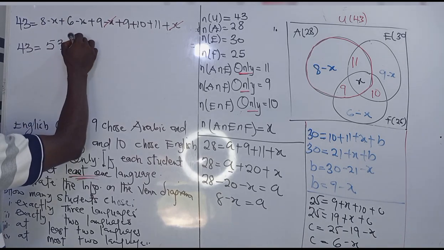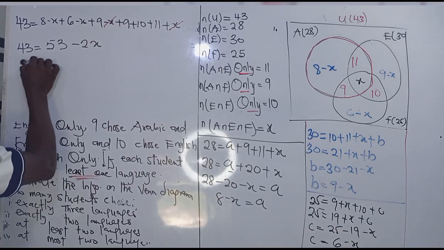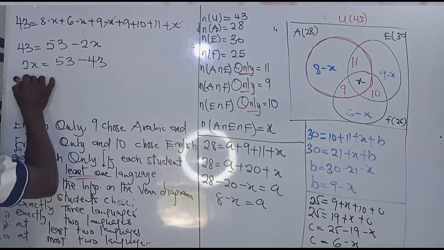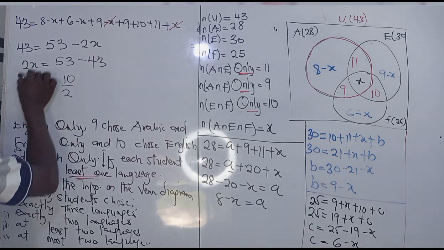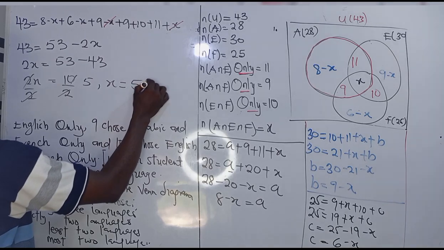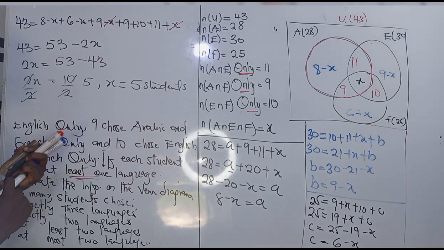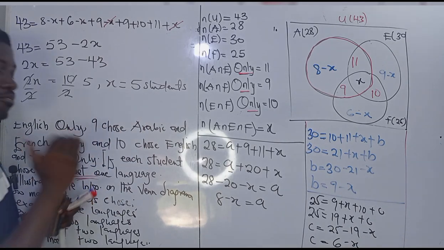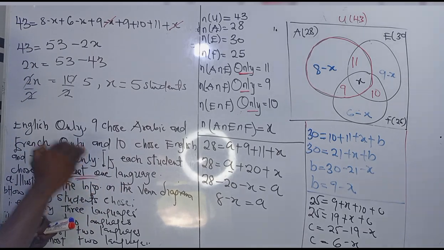Minus X plus minus X will give us minus 2X. So we have 2X is equal to 53 minus 43. So we have our 2X is equal to 10. We are looking for X, so we divide both sides by 2. So we have our X to be 5. So the number of students who chose exactly 3 languages, we are looking at how many students? 5 students. That is the number of students who choose all the 3 languages.